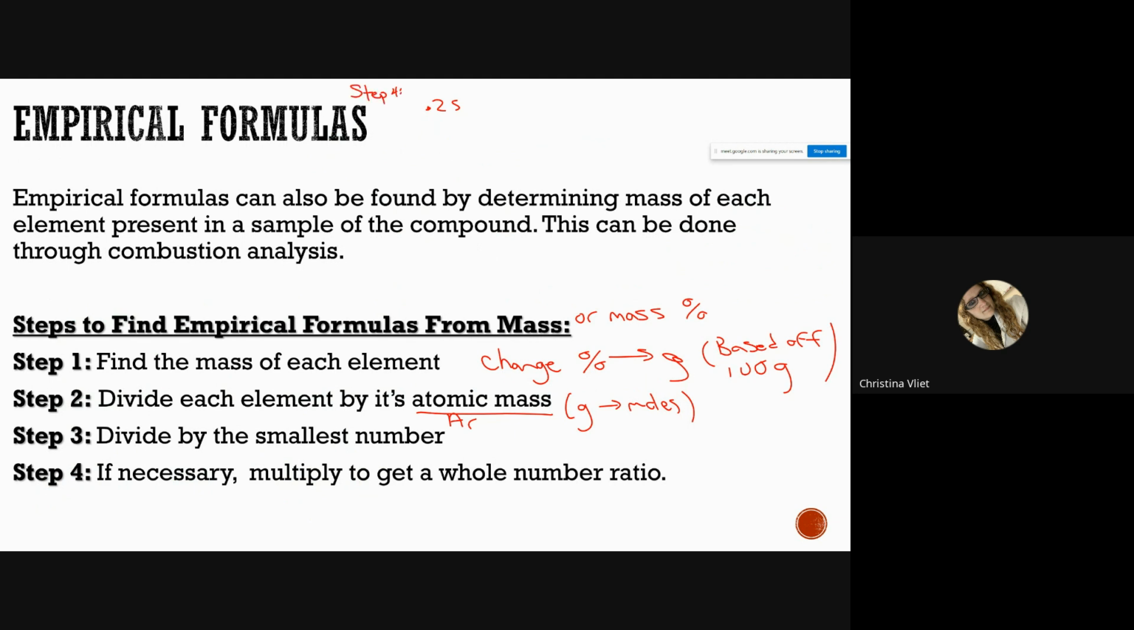So step 4 is optional. You don't always have to use it. But if you have, at the end of step 3, 0.25 at the end, you have to multiply everything by 4. If you have an ending of 0.33, you have to multiply everything by 3. If you have an ending of 0.5, you multiply by 2, and then you would see 0.66 or 0.67, somewhere around there, you would multiply also by 3, and then 0.75, you would multiply by 4.